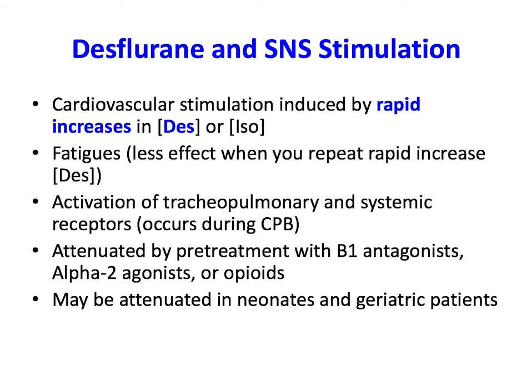It's mainly explained by the activation of tracheopulmonary and somewhat systemic receptors because, yes, desflurane irritates the upper airways and can result in this norepinephrine increase. But if you introduce desflurane through a cardiopulmonary bypass circuit directly into the blood, you can see the same effects with rapid changes in concentration. So it's not just tracheopulmonary, there's probably some systemic receptors involved. And this effect of desflurane of stimulating the sympathetic nervous system is attenuated if you give beta blockers, for example, or dexmedetomidine, an alpha-2 agonist, or clonidine, an alpha-2 agonist, or opioids, as previously shown, small doses of fentanyl blunting that effect. And it may be attenuated in neonates and geriatric patients, so you may not see it quite so much in the very young and the very old if you change desflurane concentrations rapidly.